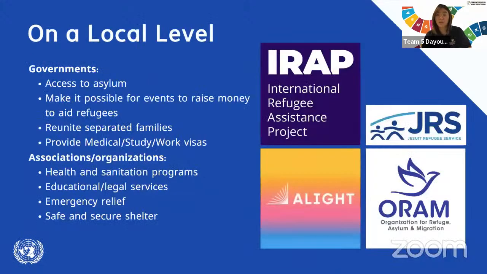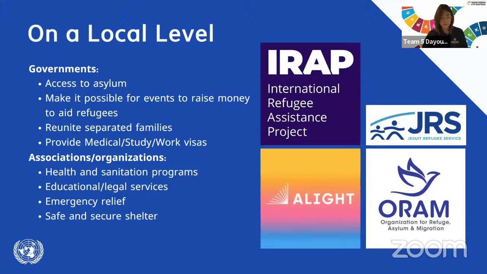Now I would like to move on to a more local level. So here I will explain what governments can do, but also what associations and organizations can do. So first, governments can grant even more access to asylum. Many countries such as Egypt or France take several years to grant asylum. In addition, they can also allow events to raise money to bring refugees to their countries. So through sponsorships, many refugees were able to arrive in safe countries such as Canada, and now the UK, Australia, and Ireland are gearing up to follow suit.